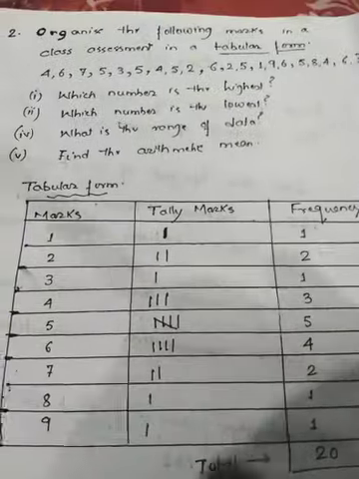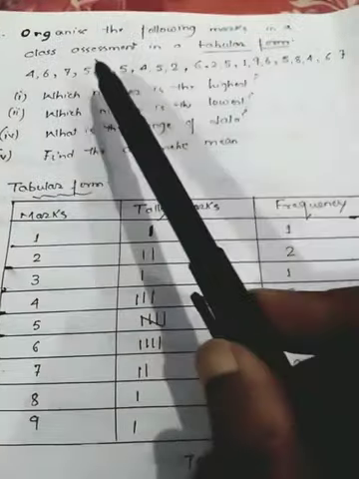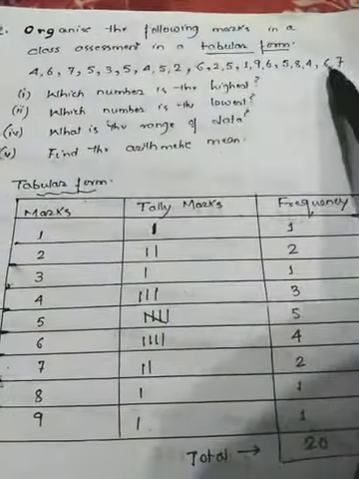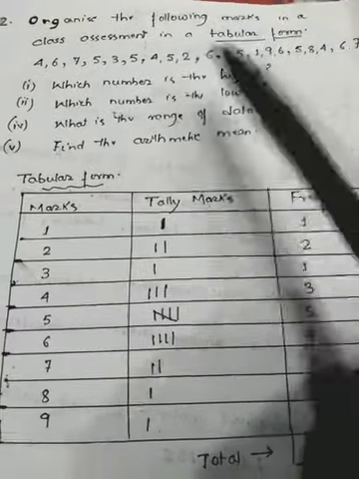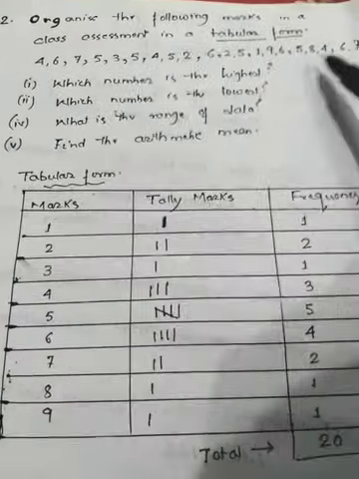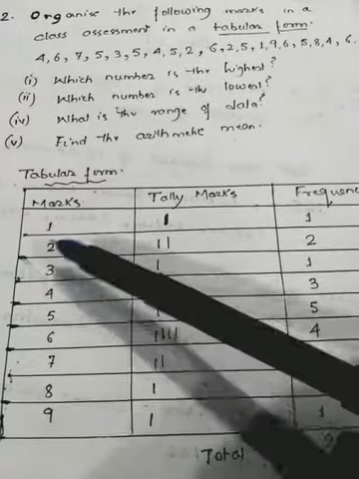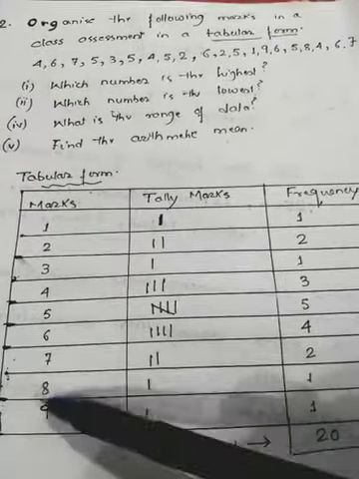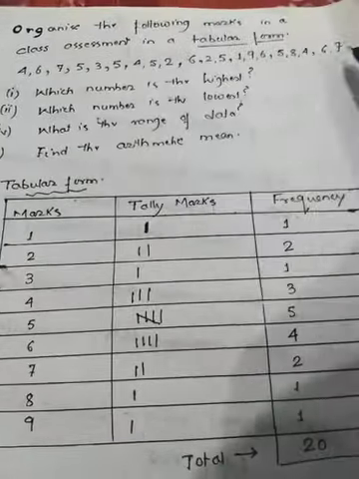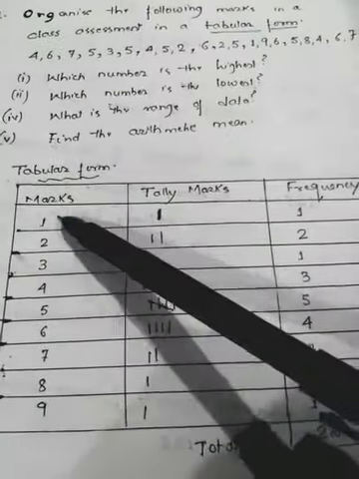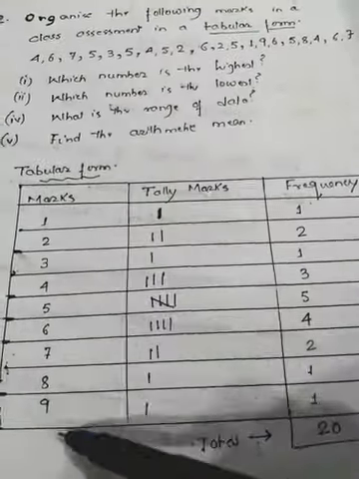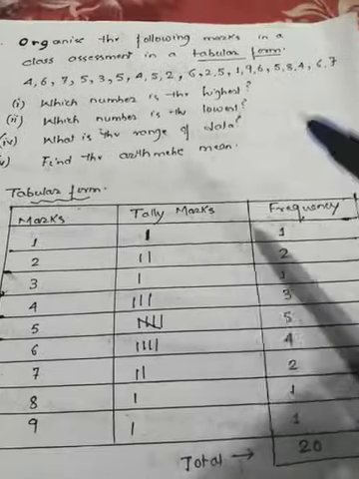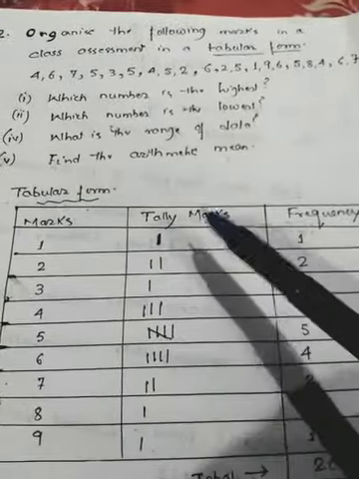Now what is the simple thing that you have to do? You just see there's a list of numbers. Fine. So which is the lowest number? See, 1. So I've written 1. If you carefully observe, 2 is also there, 3 is also there. In this way, these are all the numbers present in this particular data. Okay, so we'll just write 1, 2, 3, 4, 5, 6, 7, 8, 9. These are the marks given. Now the second column, what you have to do in the second column?